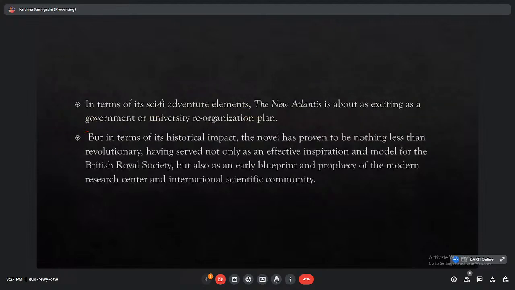In terms of its sci-fi adventure elements, that is the science fiction adventure elements, the New Atlantis is about as exciting as a government or university reorganization plan. What? A government or university reorganization plan. But in terms of its historical impact, the novel has proven to be nothing less than revolutionary, having served not only as an effective inspiration and model for the British Royal Society, but also as an early blueprint and prophecy. That is, it gave an idea, it created a model, it showed a model to the world. What model? Of the modern research center and international scientific community. So, an early blueprint and prophecy of the modern research center and international scientific community.